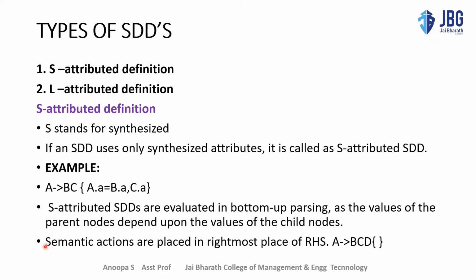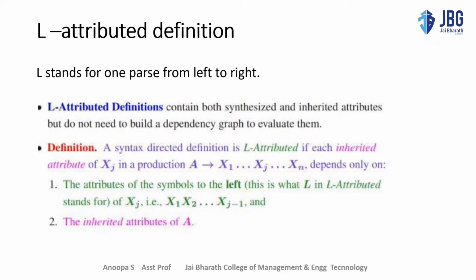And in the last class we discussed that for every SDD there will be an attribute associated with a production, and the attribute will get a value, and we give a rule for evaluating it. So semantic actions are placed at the rightmost place of the RHS in an S attributed definition. So for A giving BCD, the rule, or its action, will be placed at the end within the curly brackets.